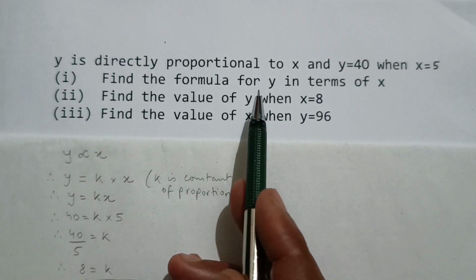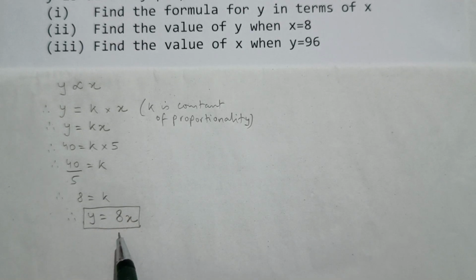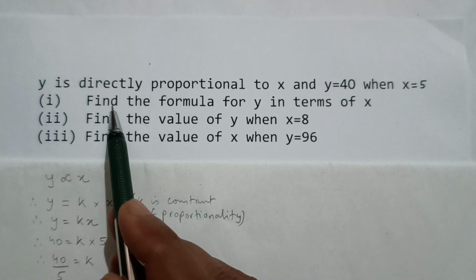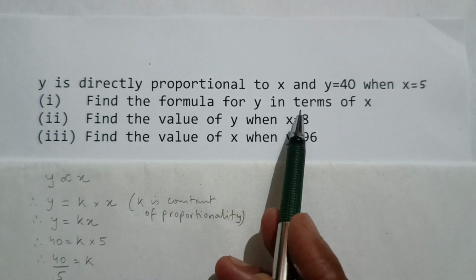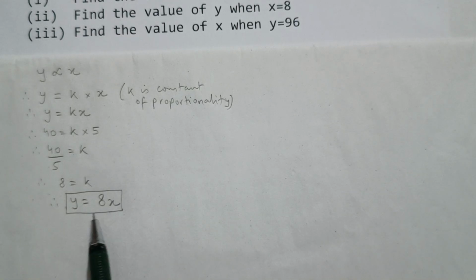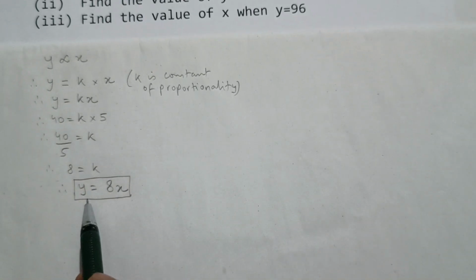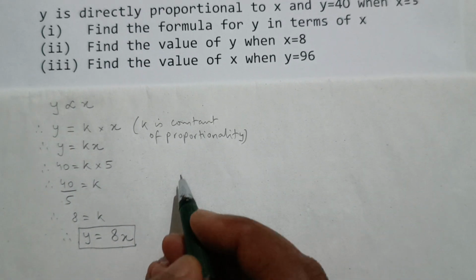So find the formula for y in terms of x. The formula for y in terms of x is y equals 8x. So this is the answer for this question. What is the formula for y in terms of x? The formula for y in terms of x is y equals 8x. Now our equation is y equals 8x.